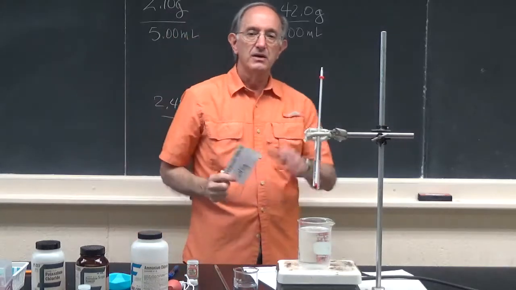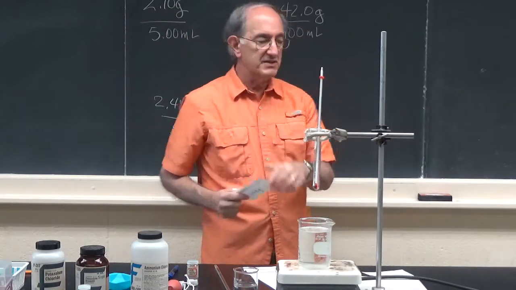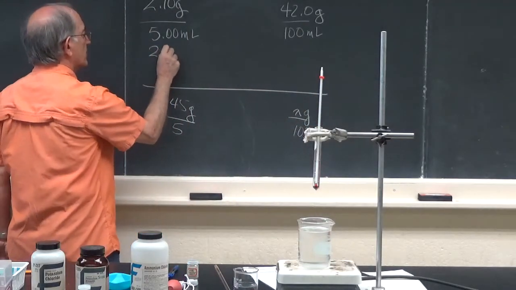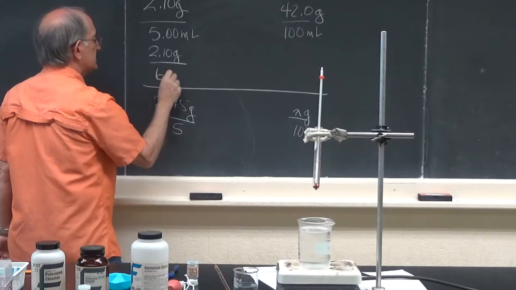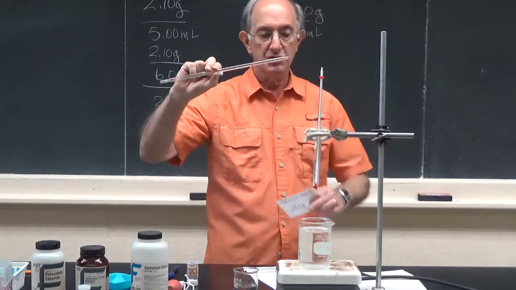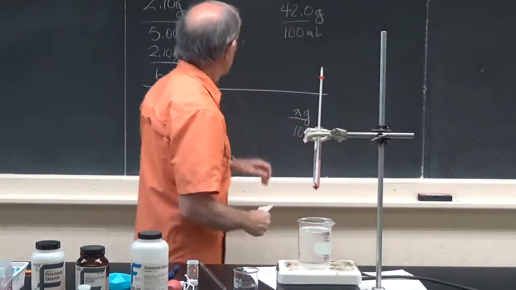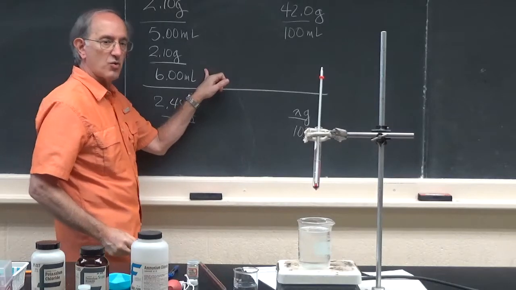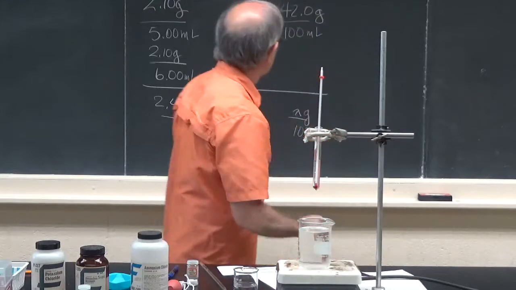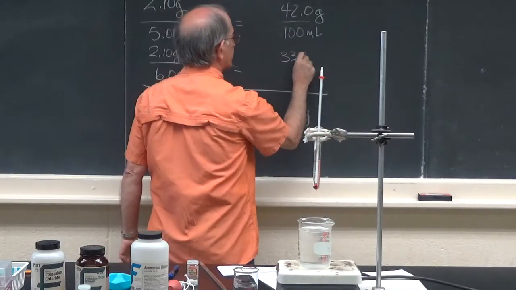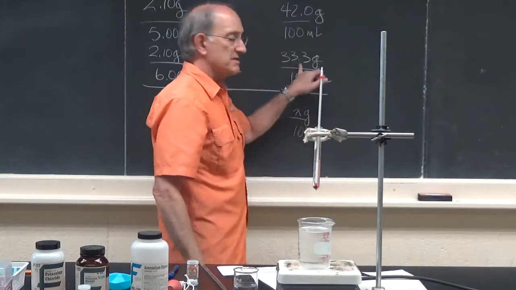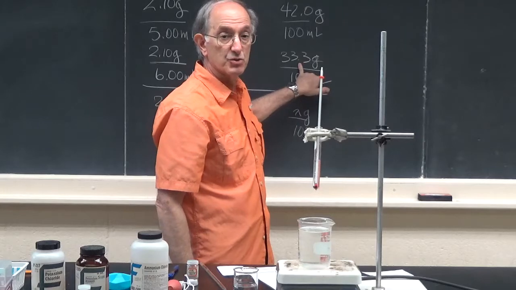Okay? Now, you also have a data point, each of you will have a data point, in this case, where you have 2.10 grams in 6 milliliters. Okay? After you've added 1 more milliliter to your test tube. Okay? If you do the math for this equality, this comes out to be, and I've already done the math, 33.3 grams per 100 milliliters. Okay? So this is a 33.3% solution.